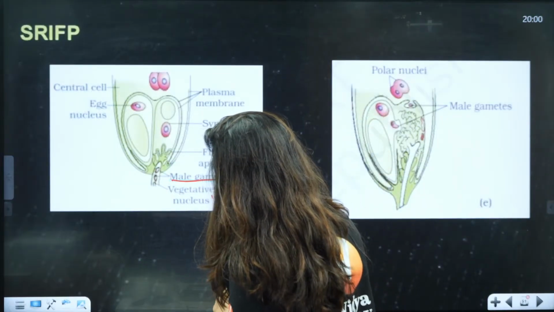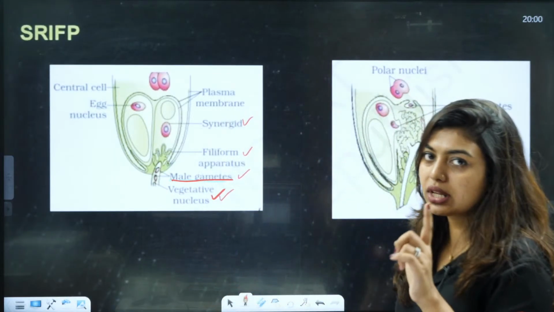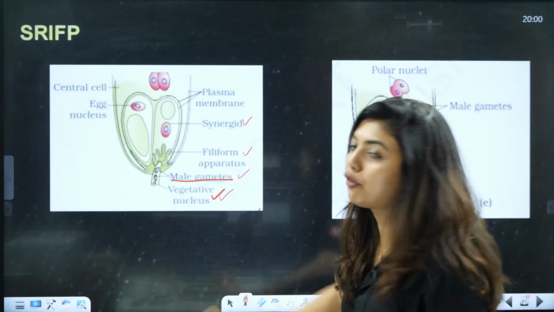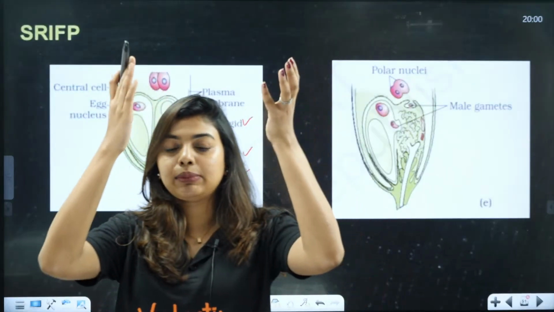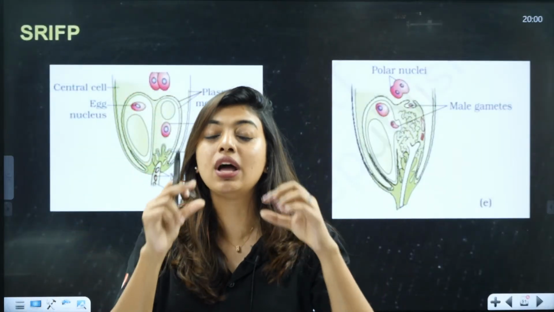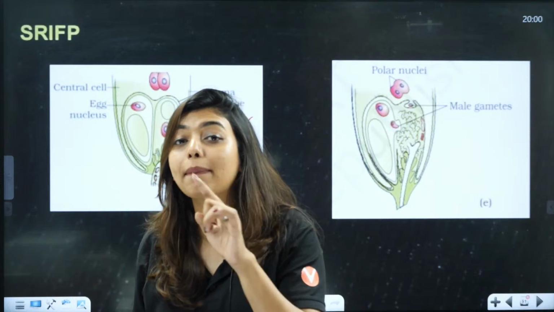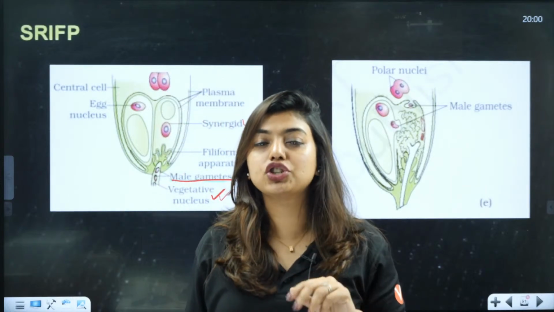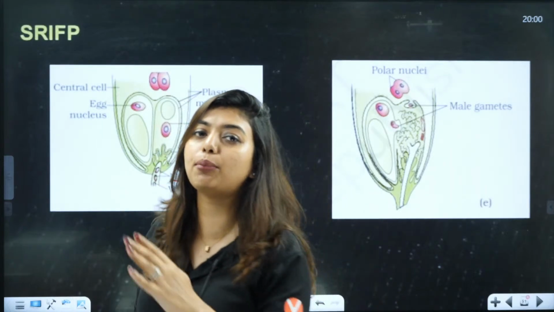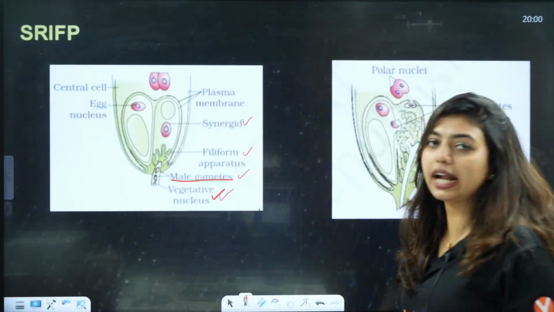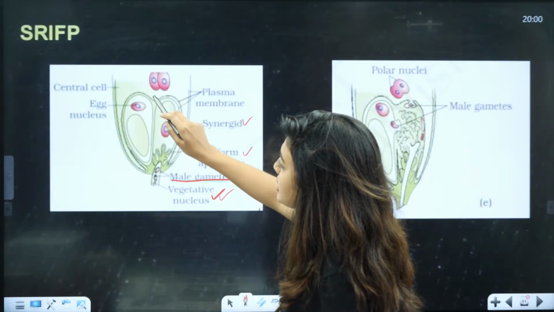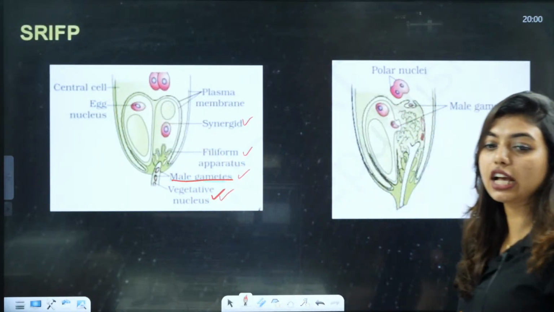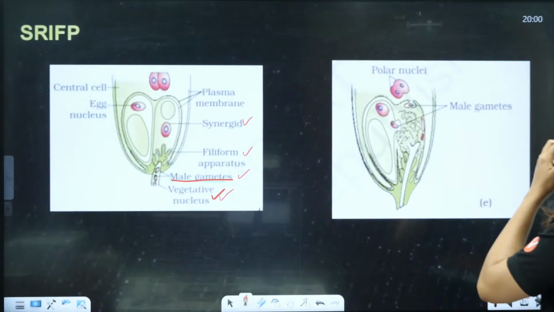Male gamete, vegetative nucleus, filiform apparatus. In the embryo sac, below there are synergids, the antipodal cells, and the central polar nuclei. The synergids have the filiform apparatus, finger-like structures which help in guiding the pollen tube. Now the pollen tube will go towards the egg. Why? It has to fertilize the egg. Clear to all of you?